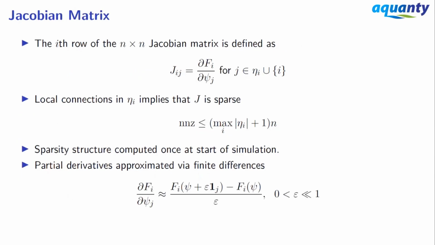So we'll start off with the Jacobian matrix construction. The Jacobian matrix contains the derivatives of our Newton residual function f, and the local connections in the set A to I implies that it's a sparse matrix. The sparsity structure is computed once at the start of the simulation. So that's the location of the non-zeros. And the partial derivatives within the Jacobian are approximated via a finite difference approximation.